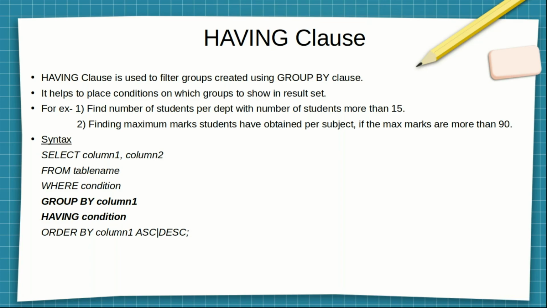For example, to get the number of students per department if the student count is more than 15. Another example can be finding maximum marks obtained by students per subject if the maximum marks is more than 90. Here is the syntax of select query wherein we have mentioned all the clauses. Select, from, where, group by, having and order by. If we have all the clauses used in select query, then this order always follows.